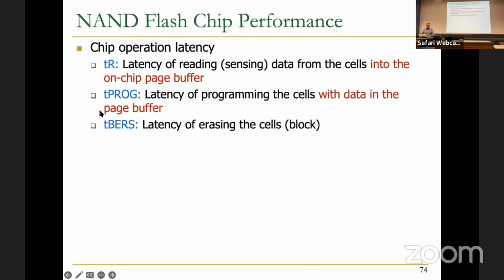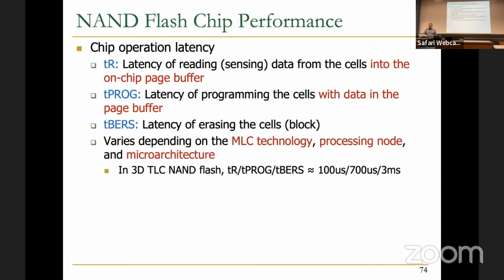The latency that you need to spend in order to sense your data, to understand whether it is 1 or 0, and put that data into the page buffer, we call TR. We also have T program, the latency of programming the cell with the data in the page buffer. Assuming that your data is ready in the page buffer of that flash memory, then you need to spend T program in order to have your data programmed in that flash memory. And also TBERS, the latency of erasing the cell, which happens at the block level. All these values depend on the MLC technology, processing node, and microarchitecture.